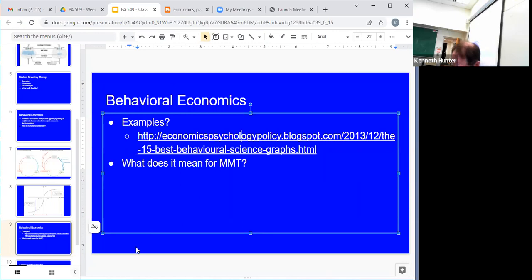So let's look at it. Let's take behavioral economics and now apply it to MMT. What does it mean with respect to modern monetary theory? How do we take what we learn from behavioral economics and apply it to modern monetary theory?